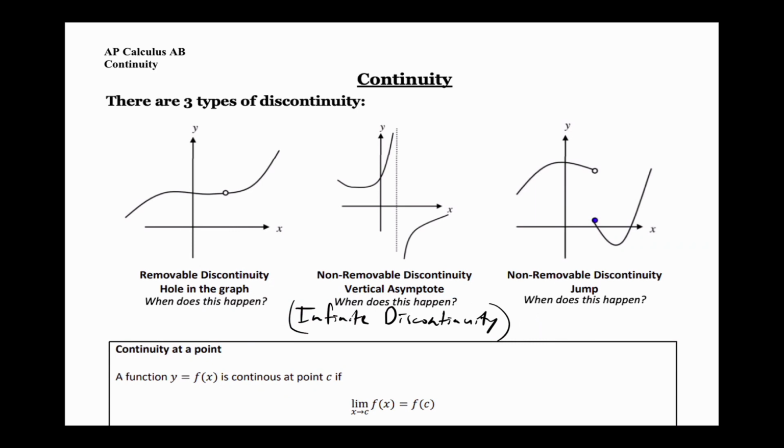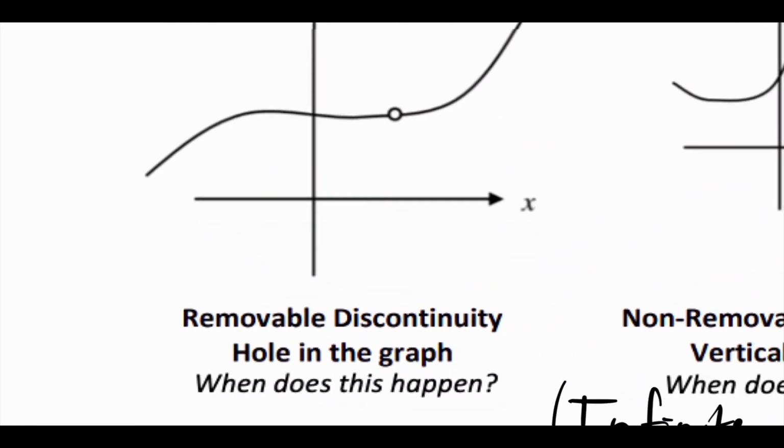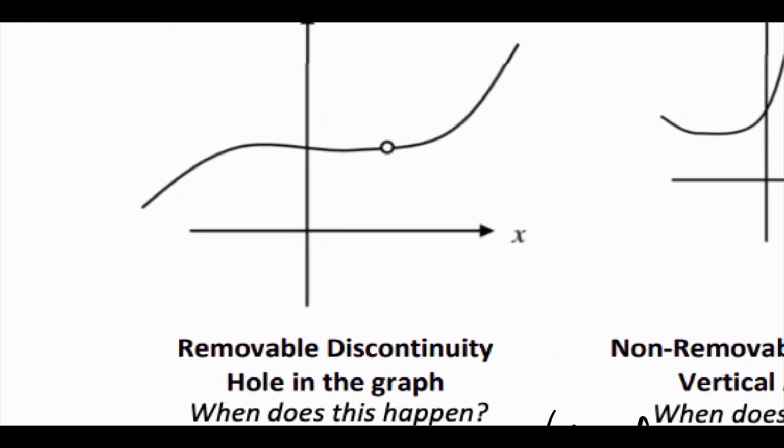The first one is a hole. It's called removable discontinuity. Okay, removable discontinuity. It's when a hole happens, right? So we would say it's discontinuous at whatever point that is. So whatever x value, we'll say a, at a, it's discontinuous. Does it have a limit? Yes, at a, it does. It does have a limit at a, right? It meets, but there's no value there, okay? So that we call that removable, right?